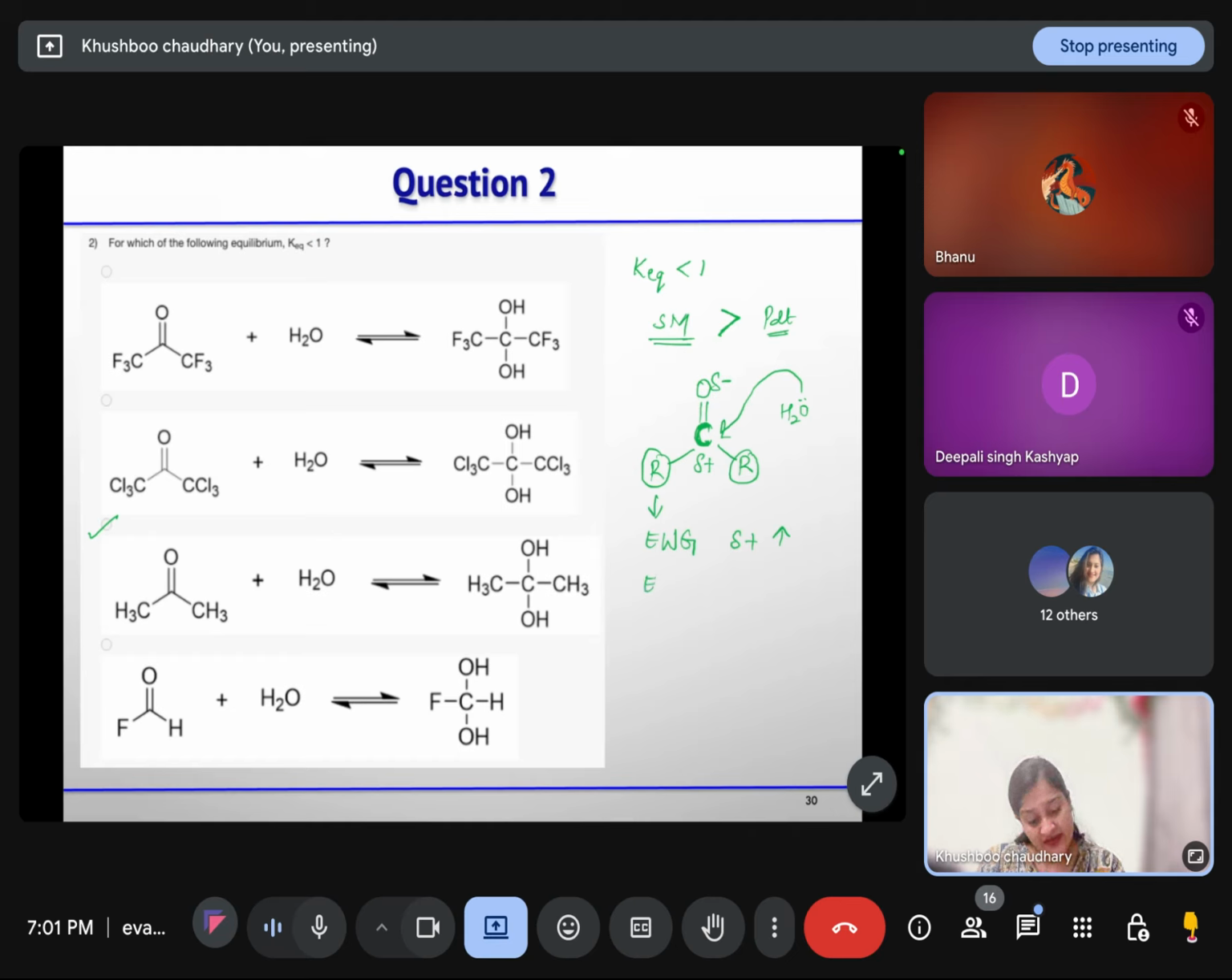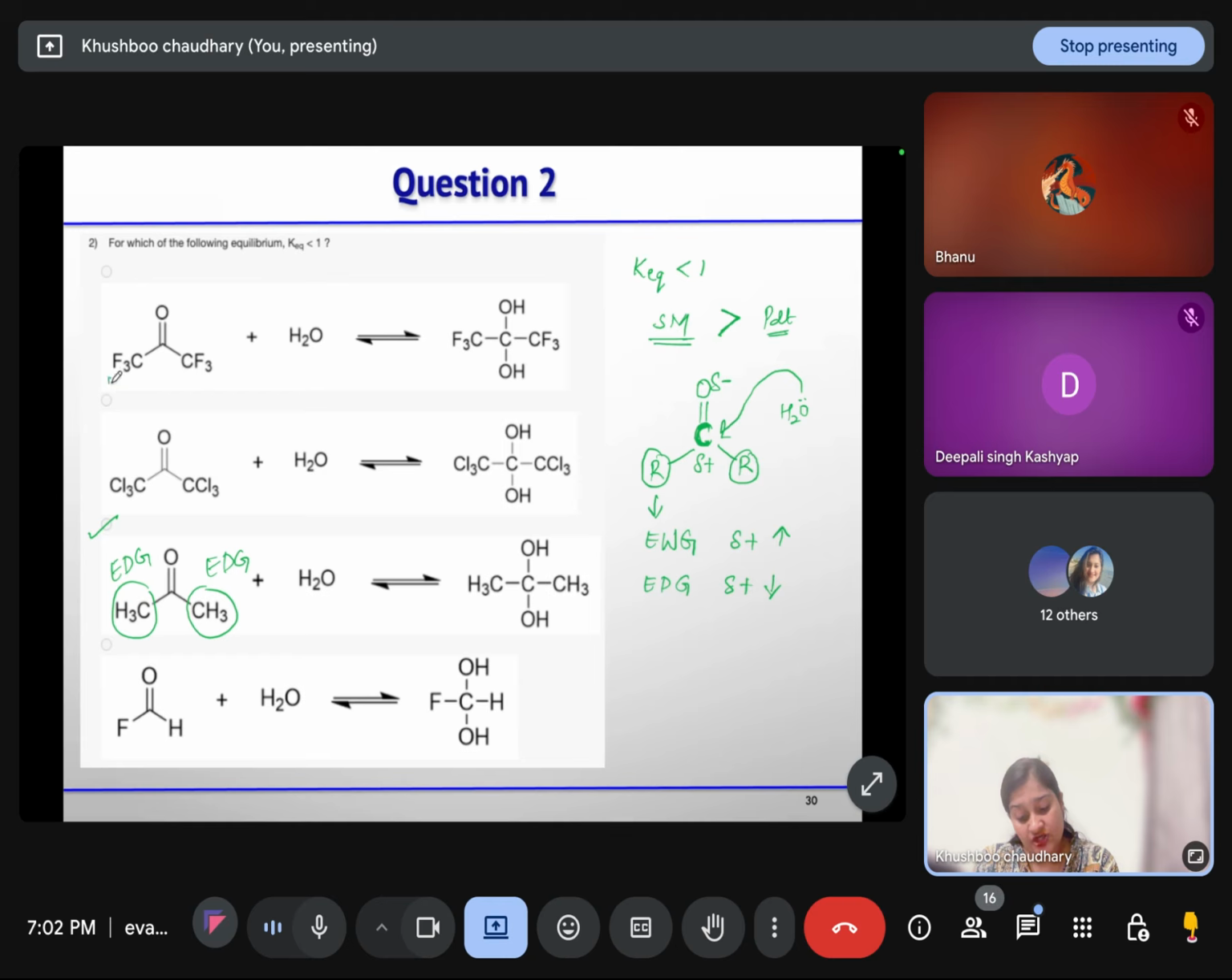But if you have an electron donating group, then the positive charge will decrease, or the feasibility of water to attack at the carbonyl center will decrease. Okay, so the option in which an electron donating group is there is option C, that will make the carbonyl center less electrophilic for the attack of water.